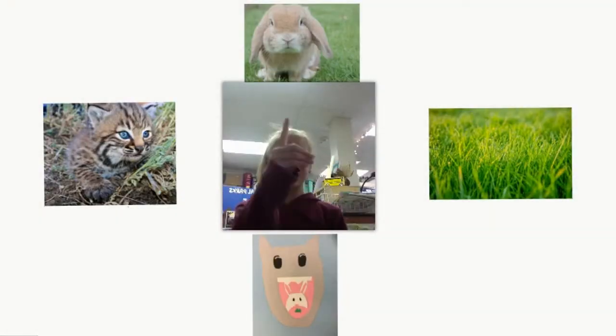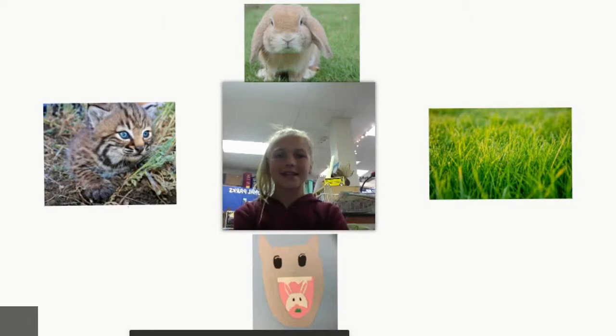This is my food chain art. The grass is eaten by the bunny, and the bunny is eaten by the bobcat. This food chain is located in Yosemite National Park.